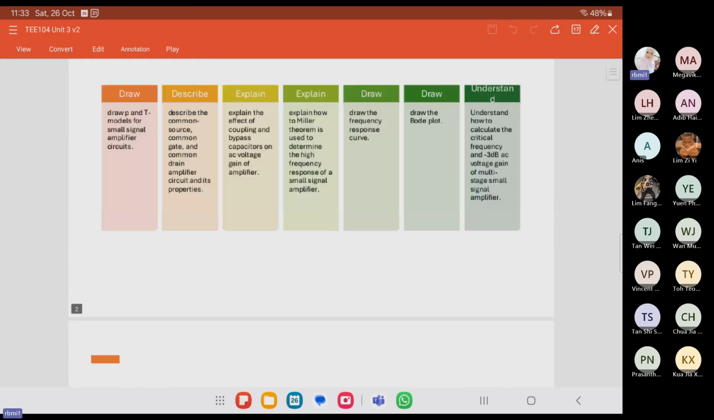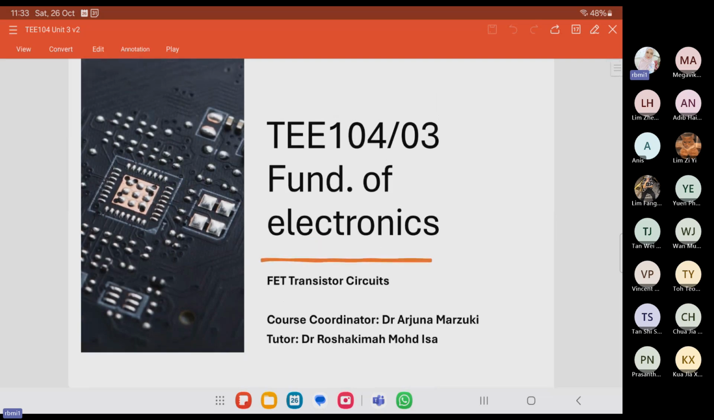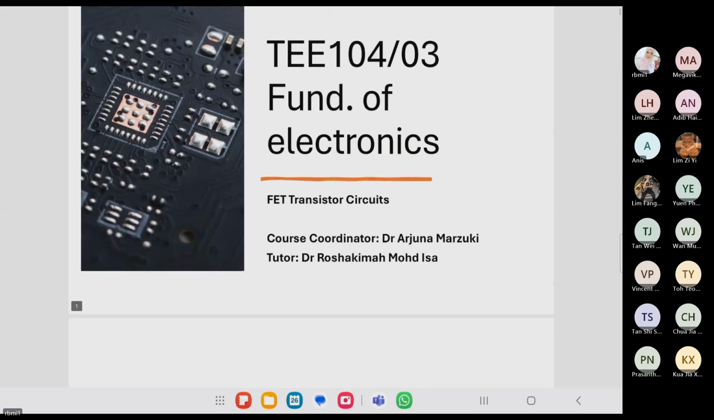Okay, so for today, we will go for our third tutorial. This is our third tutorial for Fundamental of Electronics. Okay, this is our final class. And for today, we will go for FET transistor circuit. This session will be recorded. I will share the link in WhatsApp group later.